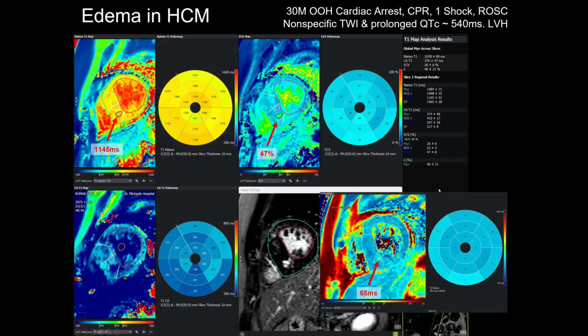This is a more interesting case, a 30-year-old male with an out-of-hospital cardiac arrest that was fortunately shocked back into sinus rhythm, regained spontaneous circulation, and on ECG, they had prolonged QT. We can see that there is not only late gadolinium enhancement, but also high native T1 and ECV, and also edema with a T2 relaxation value of 65 milliseconds, upper limits being 58.